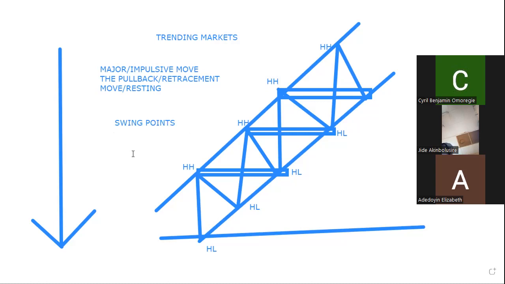A swing point in an uptrend is a previous resistance that became support. Is a previous resistance zone that became its support zone. First of all, that's for an uptrend.